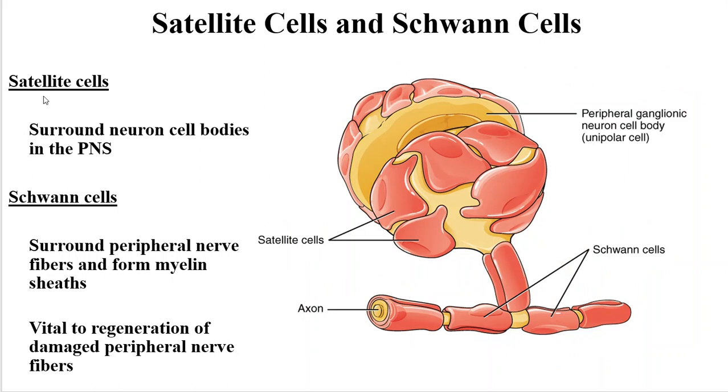Satellite cells and the Schwann cells. Now this is the peripheral nervous system. The satellite cells are going to surround this nerve cell here, going to protect it to a degree. And the Schwann cells, now let me go back.